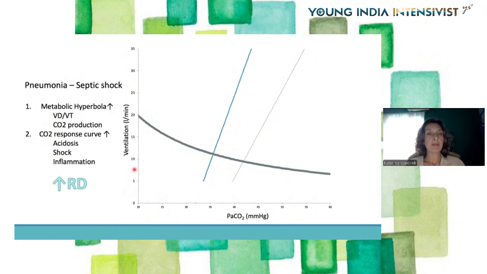So let's have this example. This is a patient who just arrived from the emergency room. He has pneumonia and septic shock. That means that his or her metabolic hyperbola is shifted upwards because the dead space due to disease is increased, and the CO2 production is increased due to fever, shivering, and dyspnea and increased work of breathing. So this is a metabolic hyperbola shifted upwards. The CO2 response curve is also shifted upwards and to the left due to the metabolic acidosis from the shock, the catecholamines that we infuse, and the inflammation. That means that now the patient's ventilatory demands are for a much lower CO2 and greater ventilation, and that means that this patient's respiratory drive is increased.